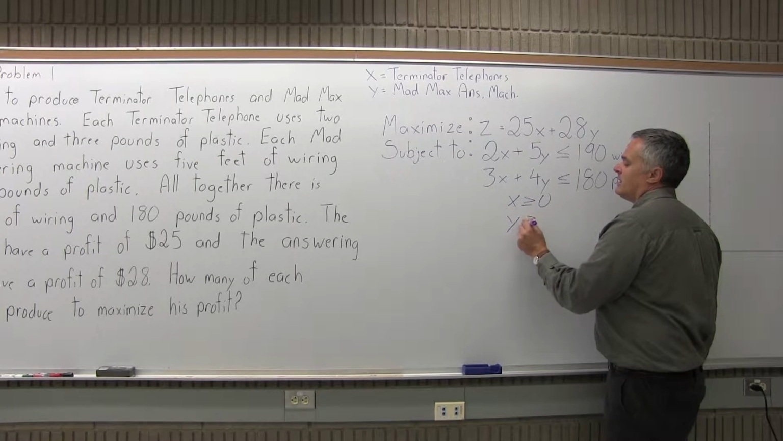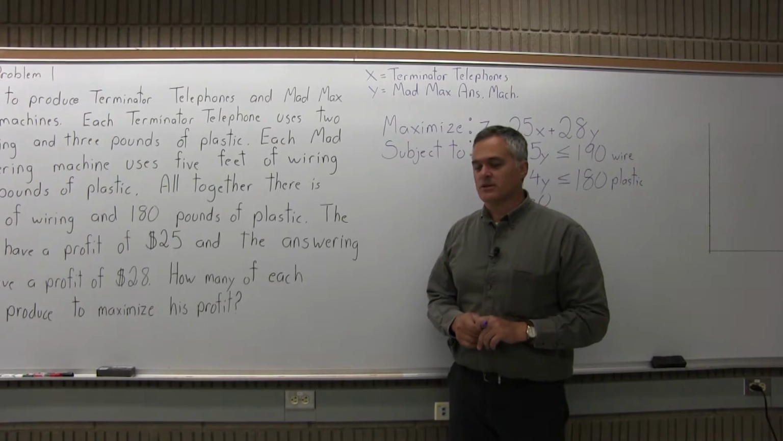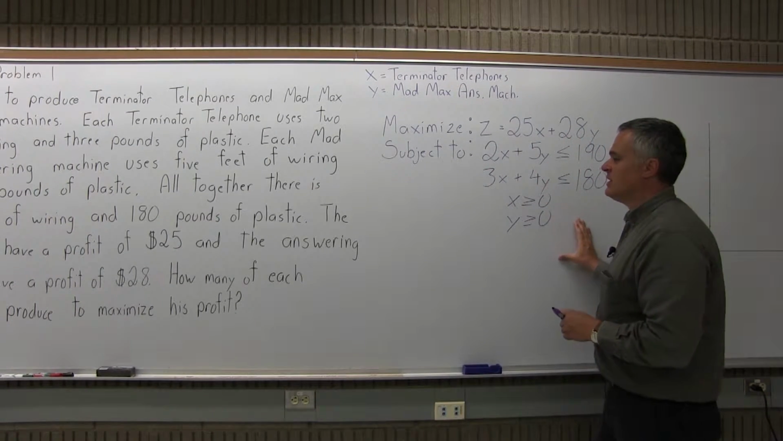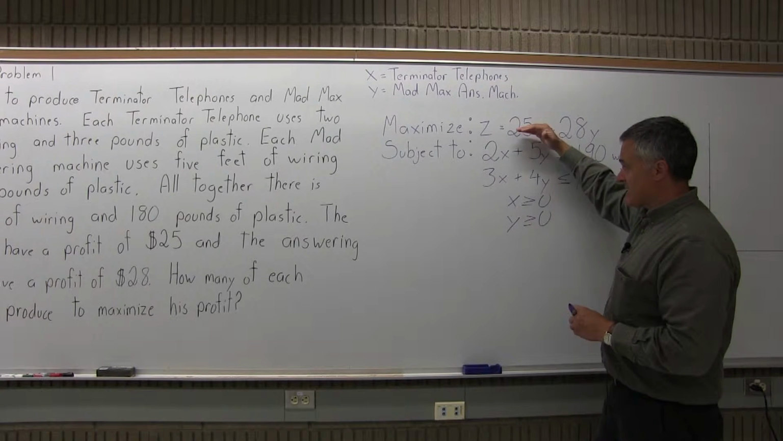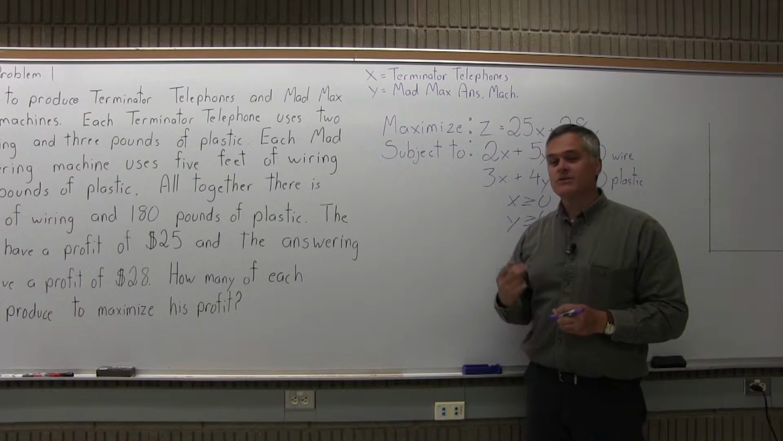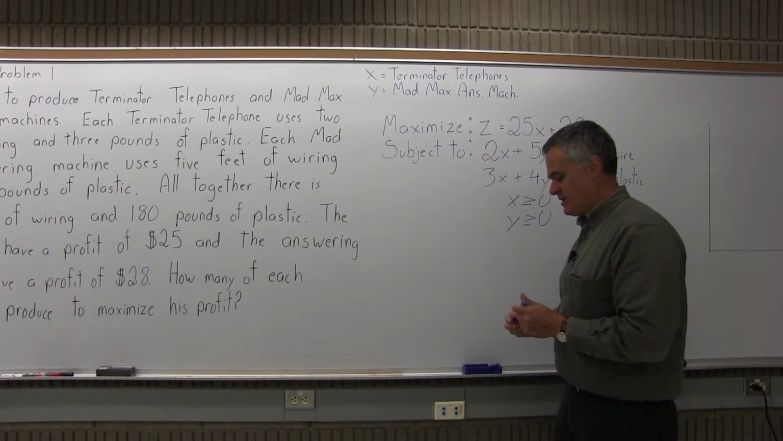So I have x and y. X is greater than or equal to 0. Y is greater than or equal to 0. So now we have a problem that we're ready to solve. What I have to do now that I have my maximize and my subject to is graph the feasible region, label the corner points, fill out the chart, state my solution.